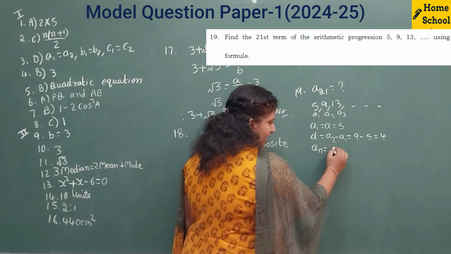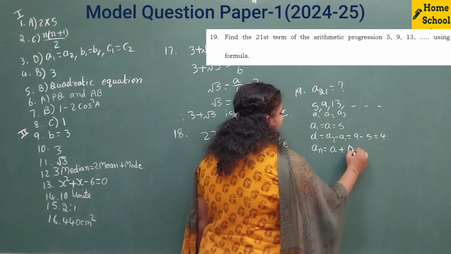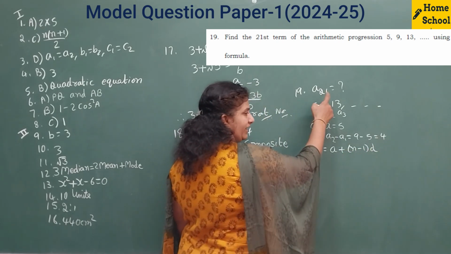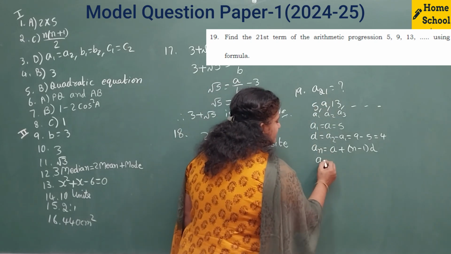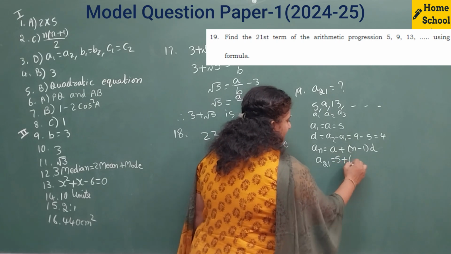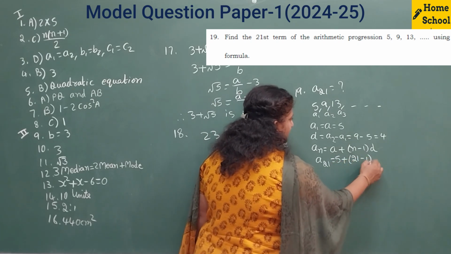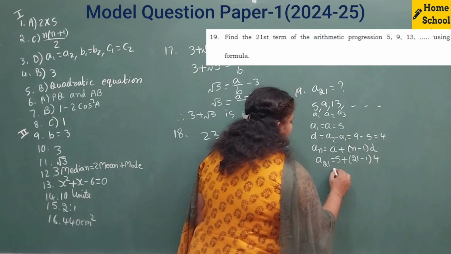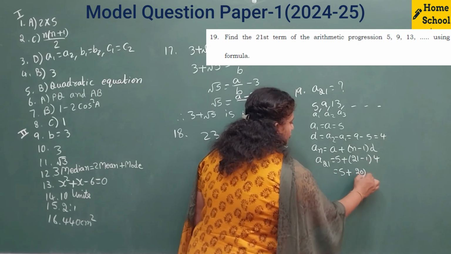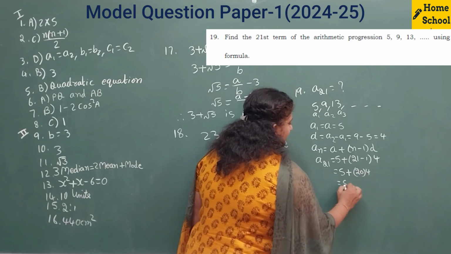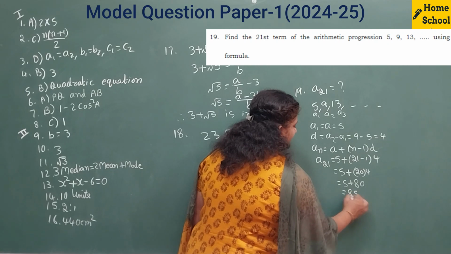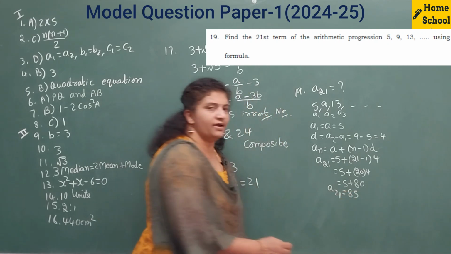An formula, An is equal to a plus n minus 1 into d. Which term do we want? 21st term. In the n place you write 21. A value is 5 plus 21 minus 1 into d value, which is 4. 5 plus 21 minus 1 is 20. 20 into 4, that is 80. 80 plus 5 is 85. What is the 21st term?